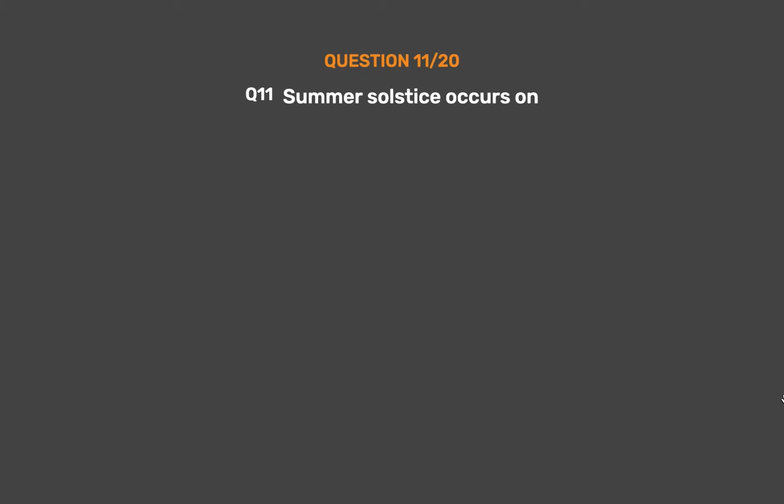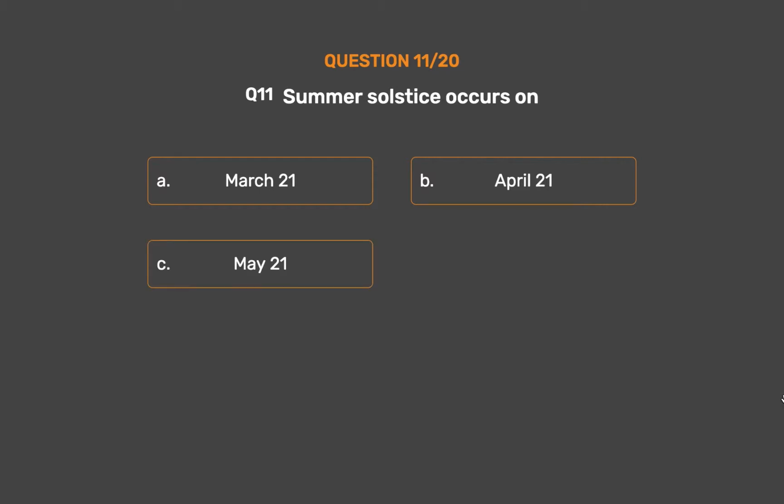Question number 11. Summer solstice occurs on option A. March 21st. Option B. April 21st. Option C. May 21st. Option D. June 21st.